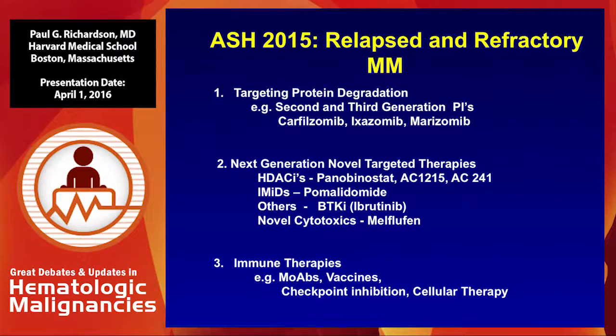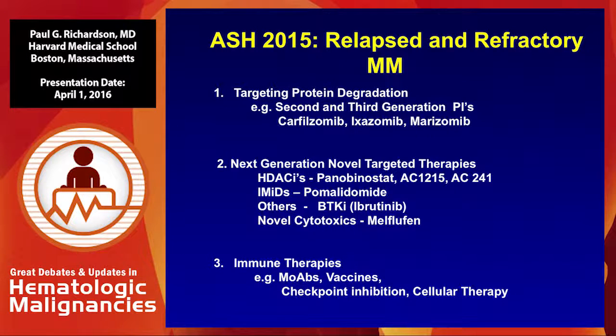So, what are the takeaways from ASH that give you the options for the future? Well, I think the very important message is summarized here. Targeting protein degradation, the whole concept that we have second and now third generation proteasome inhibitors available. Carfilzomib and Ixazomib now approved, Marizomib in development. This is a very interesting compound. It's an irreversible binder of the proteasome. It hits beta 5, beta 1, and beta 2.